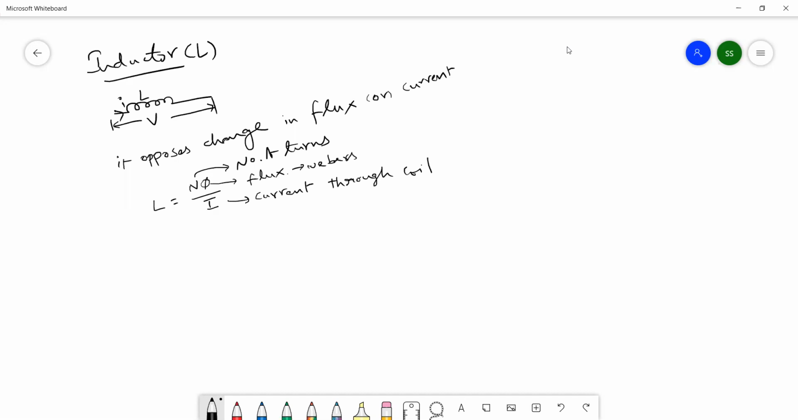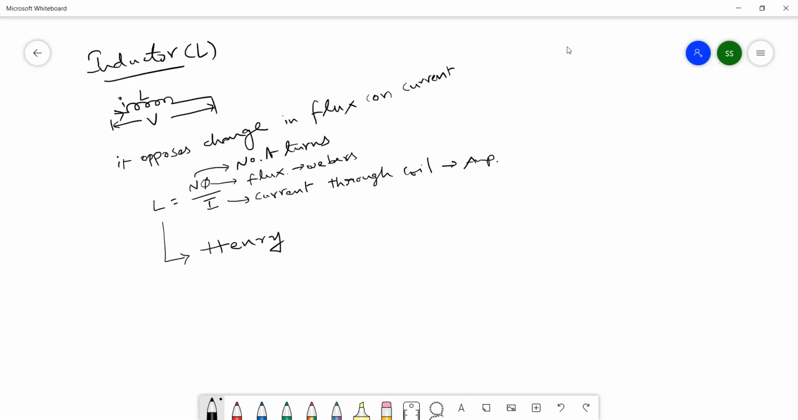For the number of turns, there are no units because that is a constant value. For current, the units are amperes. So as a whole, the unit of inductance is Henry. This is as a part of your physics: L equals N phi by I. That should be interlinked with electrical, where flux, current and number of turns are involved.